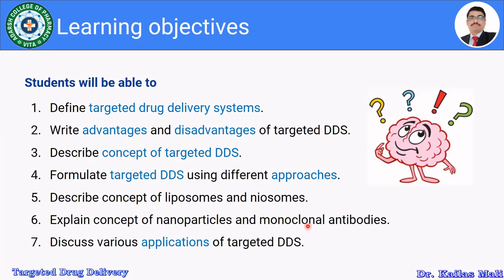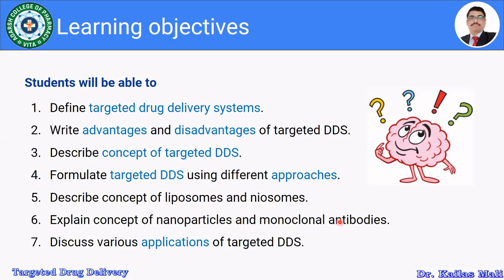Then furthermore, we are going to explore the concepts related with the liposomes, niosomes, nanoparticles, and the monoclonal antibodies. More specifically, we are going to discuss the advantages, disadvantages, methods, evaluation and applications of the liposomes, niosomes, nanoparticles, and the monoclonal antibodies. So these are the learning objectives which I have set for the targeted drug delivery system.